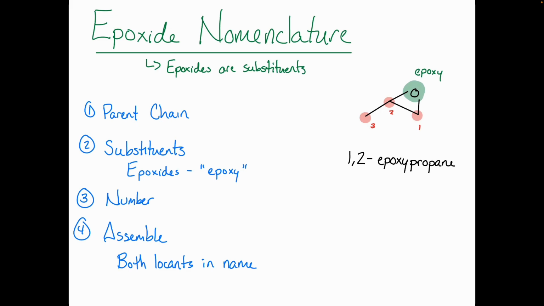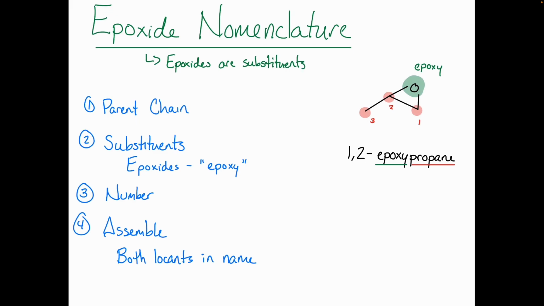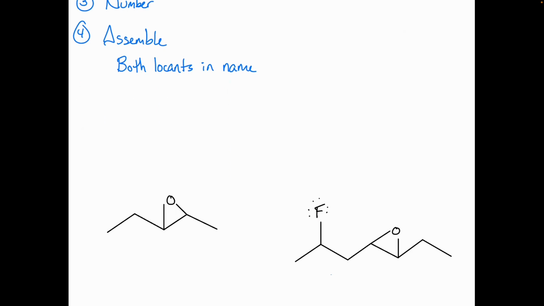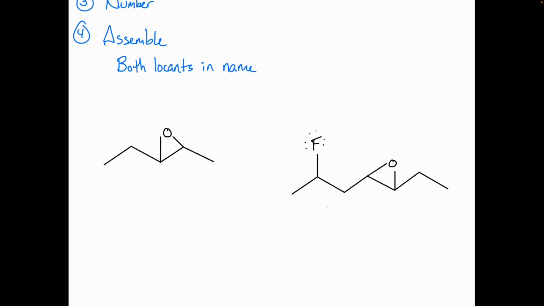So again, our epoxy group is a substituent. It's out front of the name here. So our parent chain is just the propane. Nothing fancy on the back end of the name there, just the ANE for the alkane. We're going to keep it pretty simple with epoxide nomenclature here. That's about as complicated as it gets. So everybody take a second and name these 2 epoxides for me.